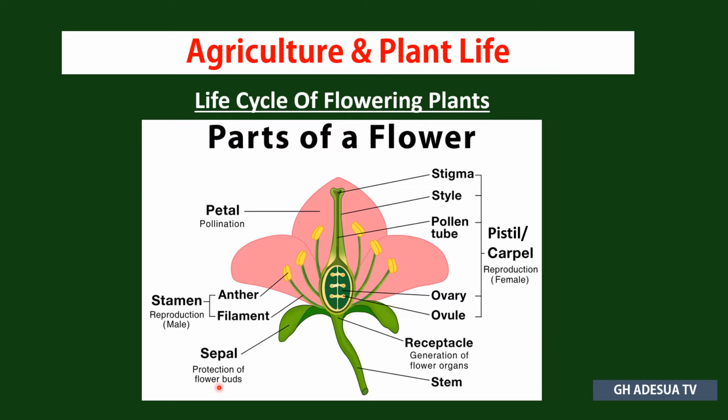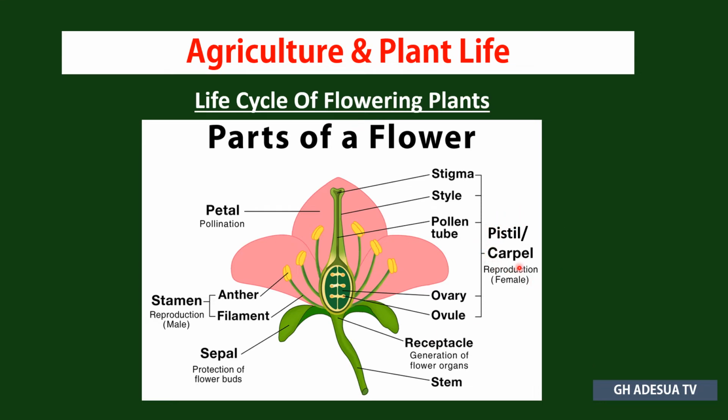Now below the sepal is the receptacle, which is the portion that holds all the parts of the flower's organs. That is where all the parts are held together. Then we have the stem, which extends from the receptacle. Then you move to the pistil or carpel.